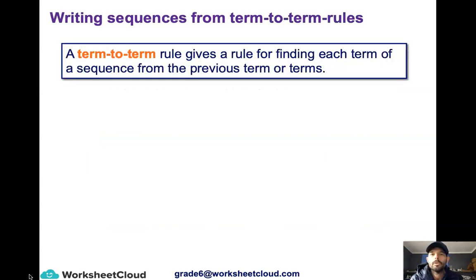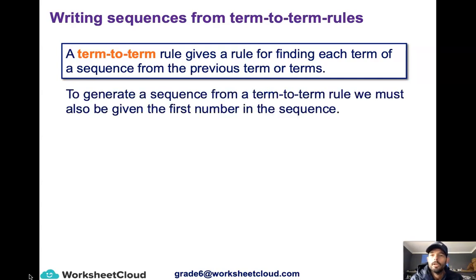A term-to-term rule gives a rule for finding each term of a sequence from the previous term or terms. Quite a mouthful, but we must always be given the first number in the sequence. We cannot be told create a sequence where you add 3 and we don't get given a starting point. We have to be given a starting point unless the instruction is create your own sequence using a term-to-term rule of plus 3, or whatever rule they give you to use.